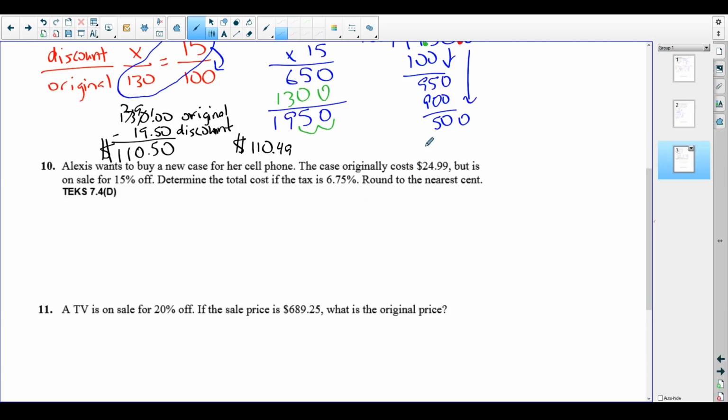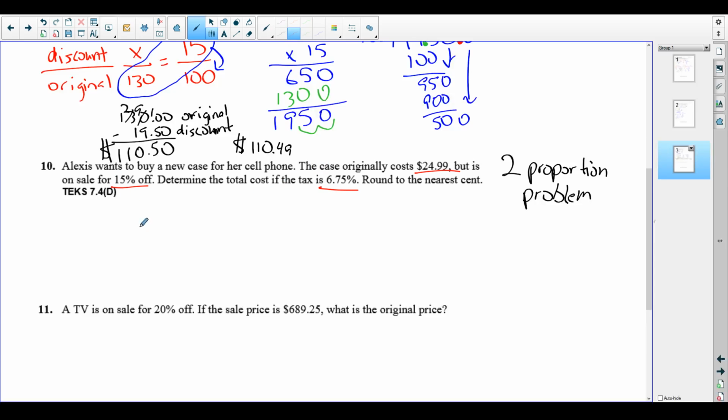So the case originally cost $25, is on sale 15% off. Determine the total cost if the tax is 6.75%. So this is a two proportion problem, because there's two things happening to our price here. We have an original price, and then it's on sale, and then you have to pay tax. So we've got to figure out what the sale price is, and then we have to add tax to that.